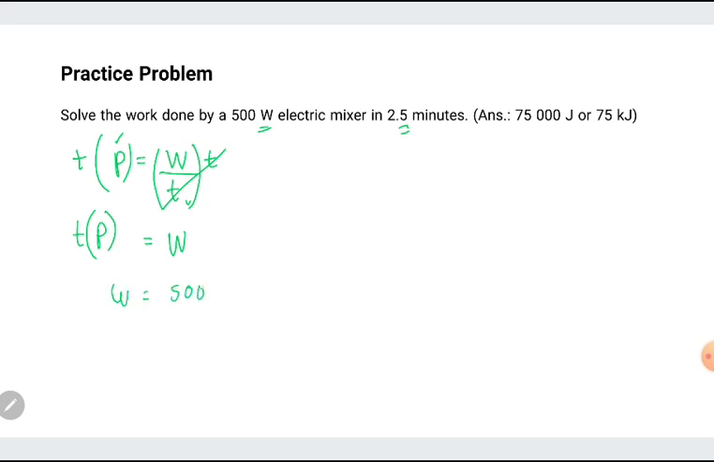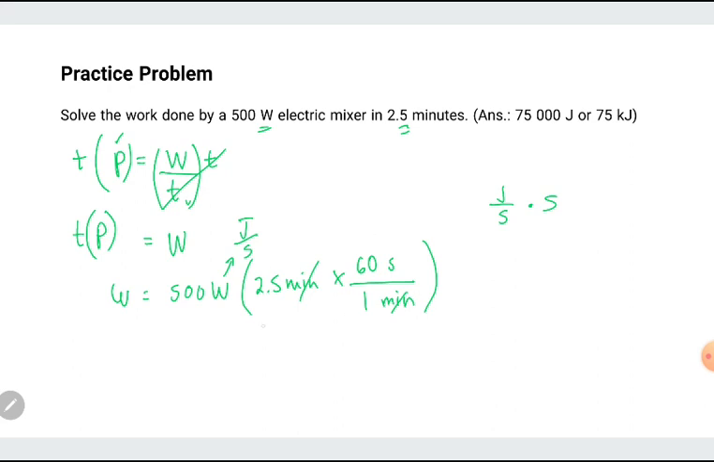Power is 500 watts. Time is 2.5 minutes. I have to convert this to seconds. There are 60 seconds per minute. I can cancel the minute unit. I am left with seconds. Remember, watts is joules per second. So joules per second times seconds will be joules, which is the unit for work.